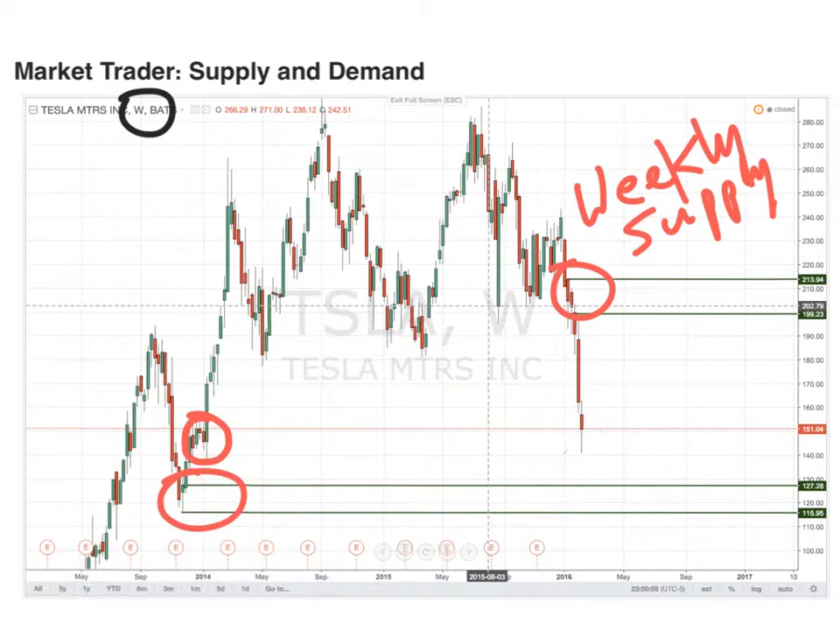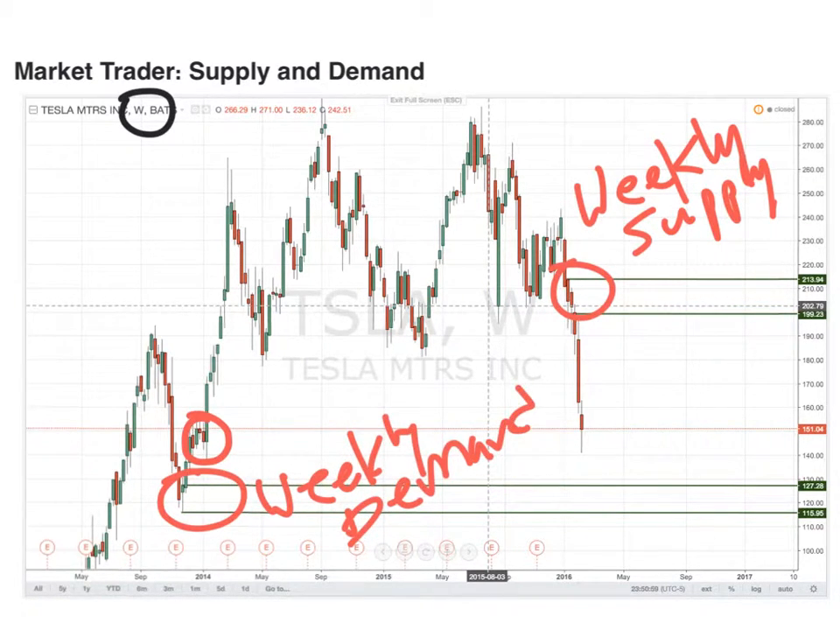Erase that. So we would call this weekly demand. The best we could look at is on a weekly chart with this particular stock. We would expect that buyers would be coming in at around the $127, $130 mark, and that if price ever returned up to the $199 mark, we would expect more sellers to come into the market.